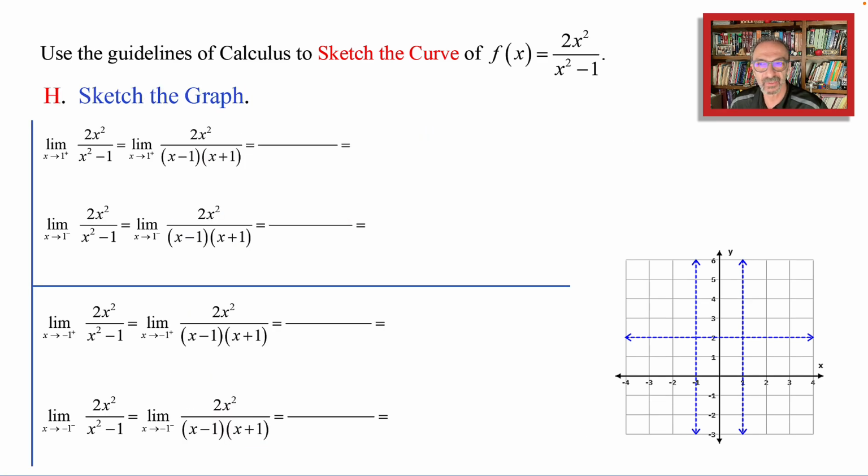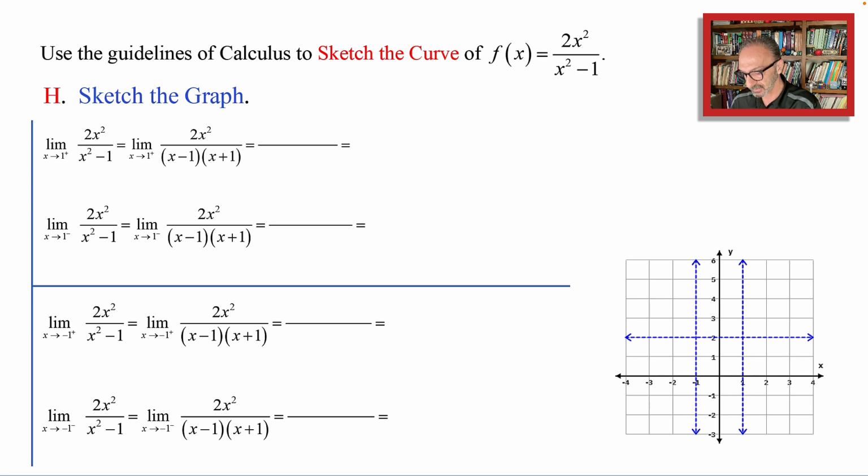Now we come almost to the end. Use the guidelines of calculus to sketch the curve. To do this, the limit concept right here, close to the vertical asymptotes, 1 and negative 1, is more explained in pre-calculus books, the way I see it.